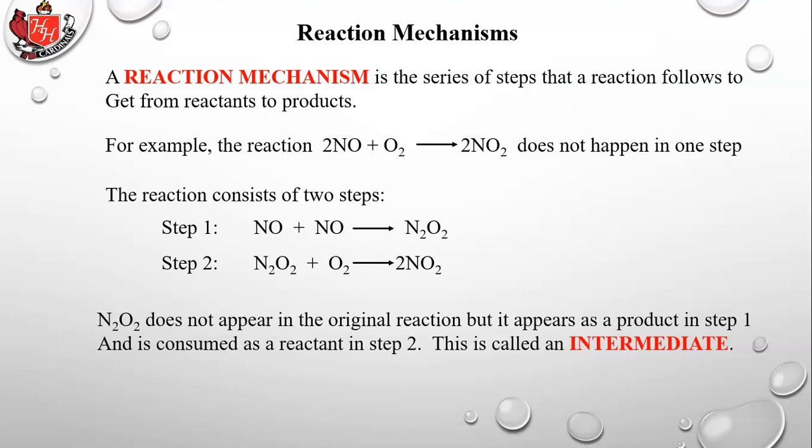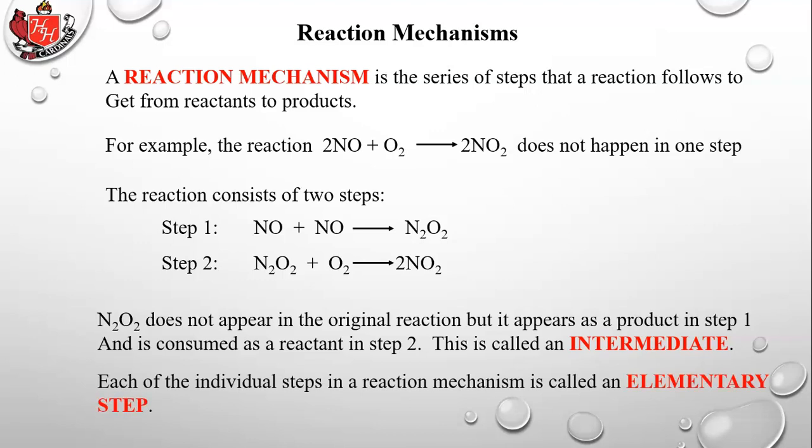N2O2 does not appear in the original reaction, but it appears as a product in step 1 and is consumed as a reactant in step 2. This is called an intermediate. Each of the individual steps in a reaction mechanism is called an elementary step.